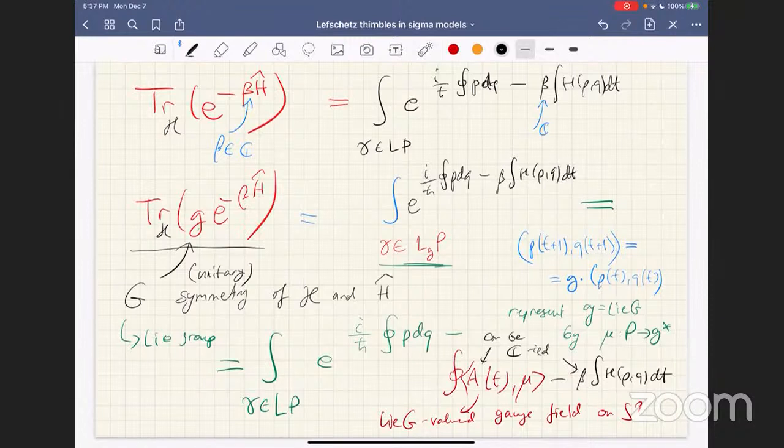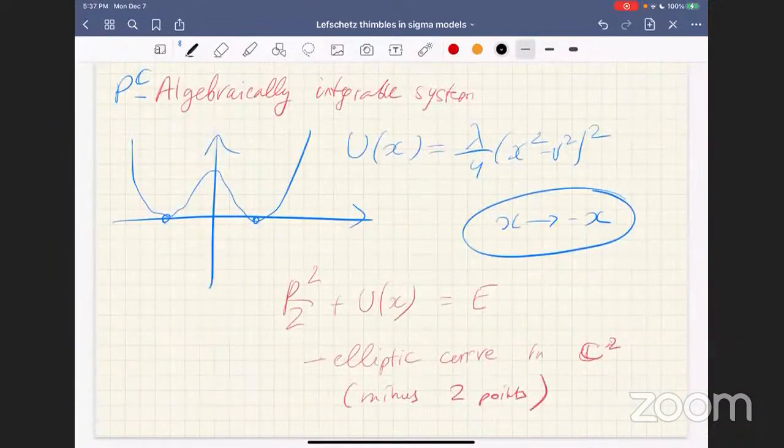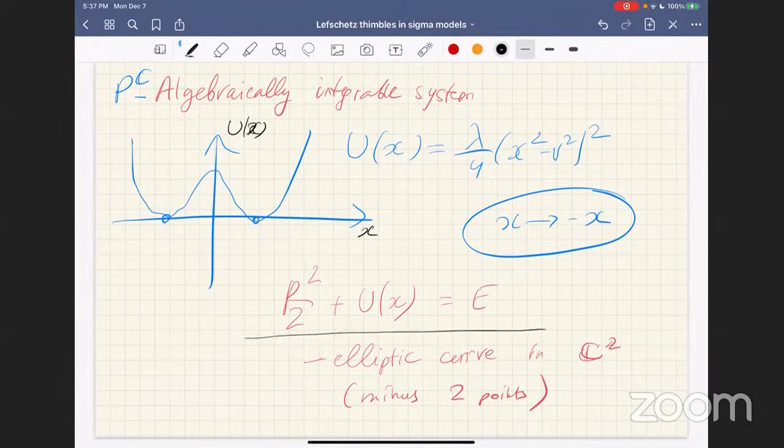Okay, so now the special feature of the anharmonic oscillator is that it's a particular example of the so-called algebraically integrable system. That's a feature which you see once you complexify the phase space. And what I mean specifically here is that the level set of the complexified Hamiltonian is actually an elliptic curve, minus maybe 2 points.